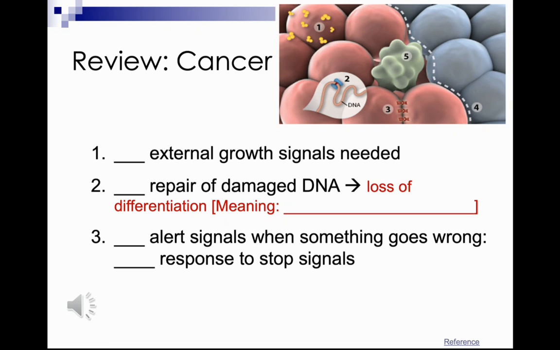Let's fill in these blanks together. Thinking about cancer. What about external growth signals needed? There are no external growth signals needed for malignancy. There is no repair of damaged DNA, which results in loss of differentiation. The cells neither look like nor perform like what they were supposed to be. There are no alert signals when something goes wrong. There is no response to stop signals.